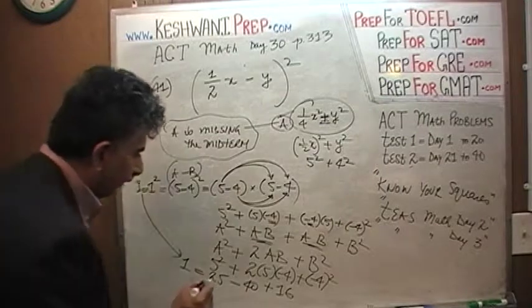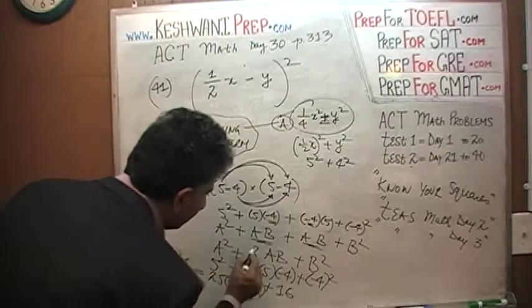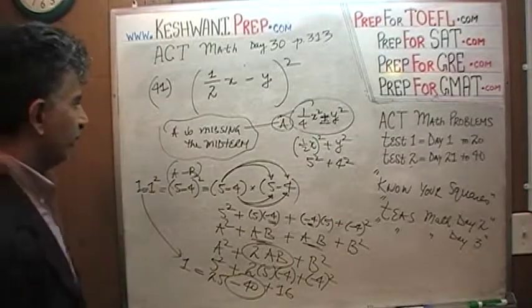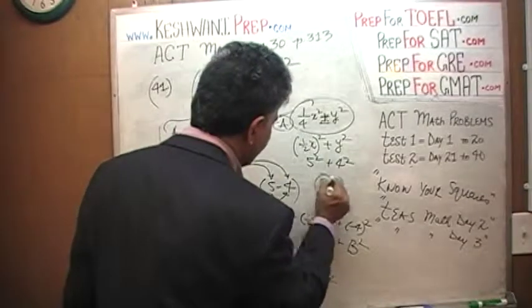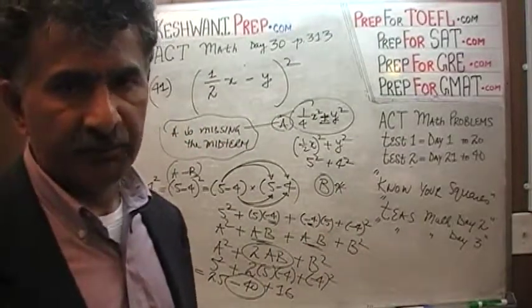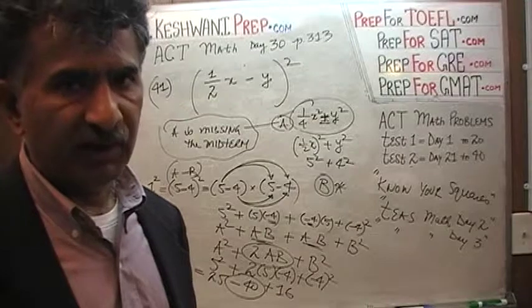What we were missing here is this midterm, the negative 2AB part, which is why the correct answer is B. We don't have to look at what B is. It doesn't matter what B says. It makes no difference. In the real exam, we wouldn't waste our time looking at B.